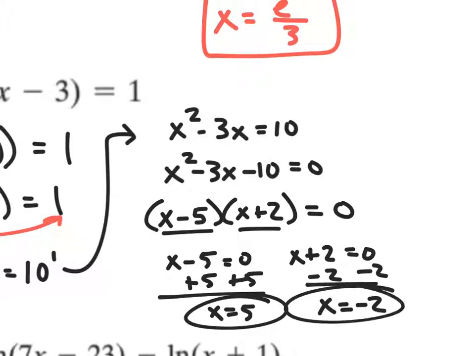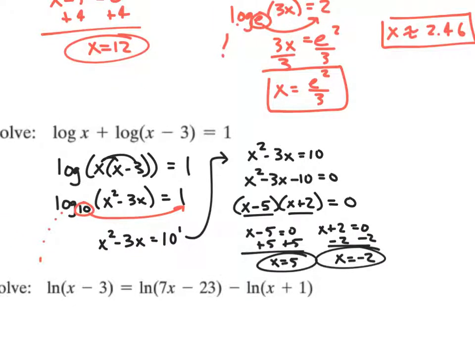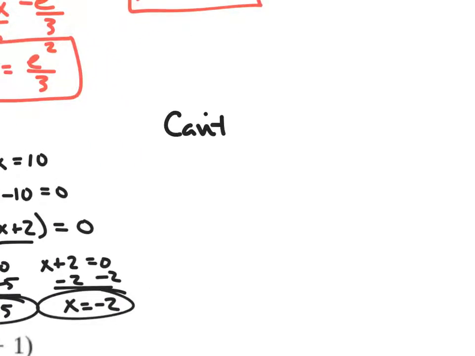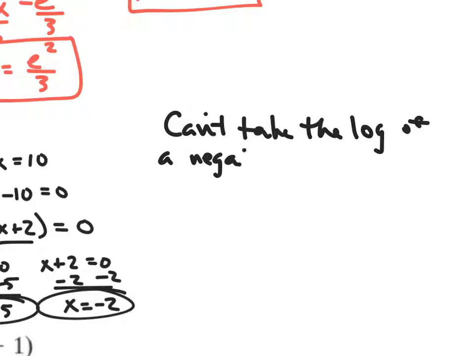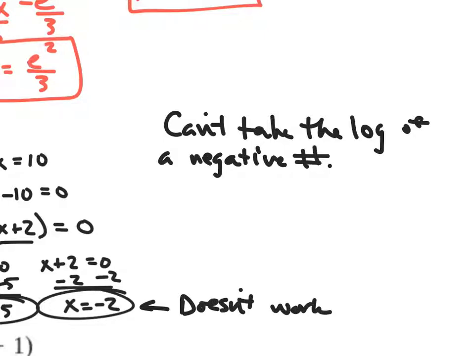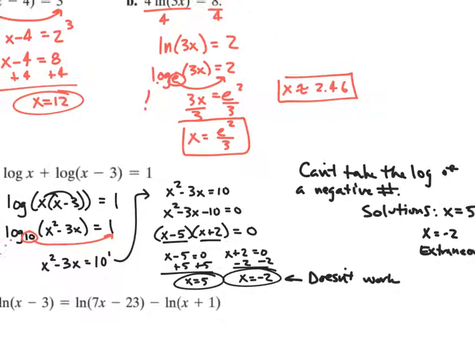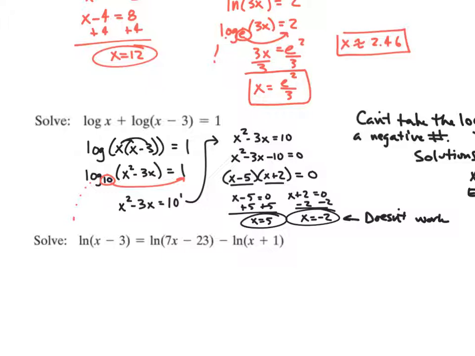But wait a second. Think back to your original equation. Remember that you can't take the log of a negative number. Therefore, you have to check. So you must check. Negative 2 doesn't work. So our solutions in this case are going to be that x is equal to 5 and that x equals negative 2 is extraneous. We can't plug in negative 2 because that would make this undefined. And that's the idea.